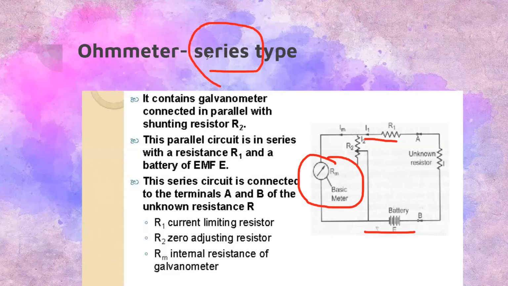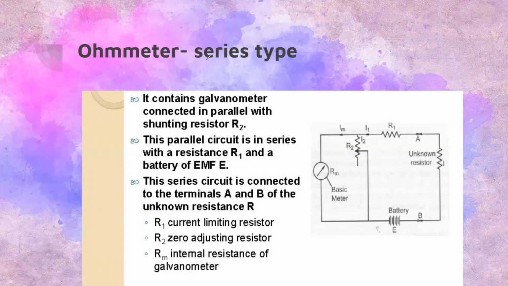So how will this work as an ohmmeter? Ohmmeter means an instrument which can measure resistance. This is the unknown resistance over here. We can name this as Rx, because this is unknown. So let us see the construction, how it is.